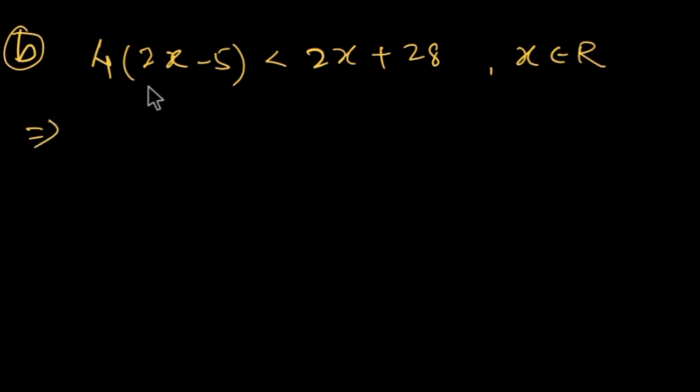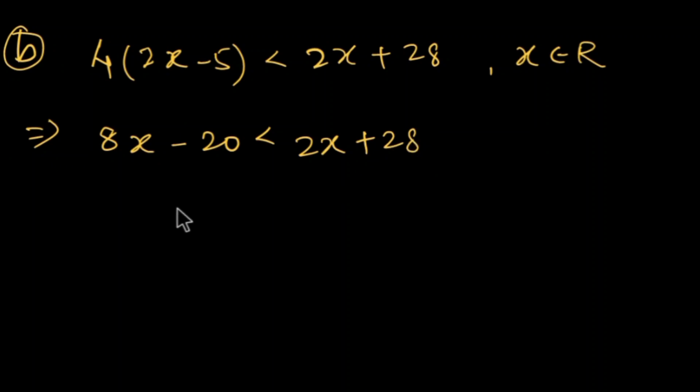We can solve this. First of all, we open the brackets: 8x minus 20 less than 2x plus 28. Now what I told you: bring constants to one side and variables to the other side. So 8x minus 2x less than 28 plus 20.